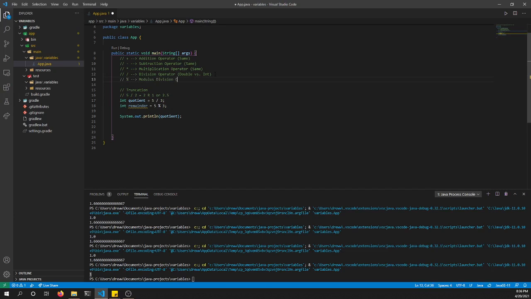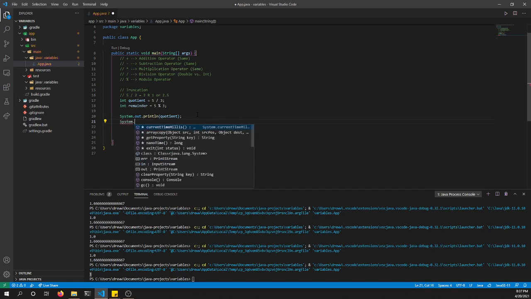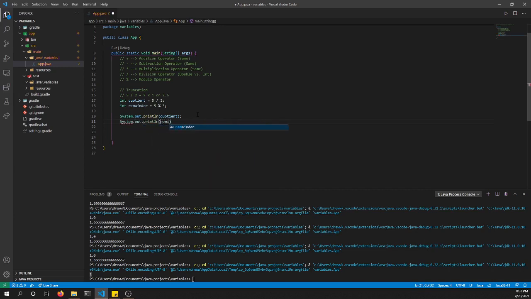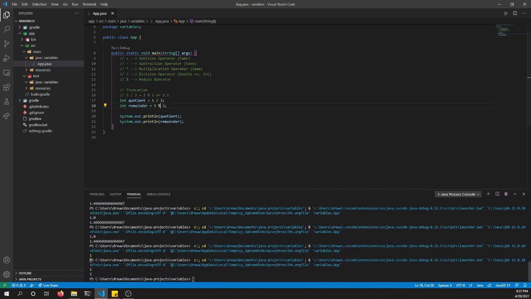Modulus division operator, or we can just call it the modulo operator. And we'll say System.out.println remainder. And so what this operator does is it acts as though it's doing the division, but it doesn't care about the quotient. It just cares about the remainder. So 3 goes into 5 one time for the quotient, but then you get a remainder of 2. And I'll run that, and I get the quotient was 1 and the remainder was 2.